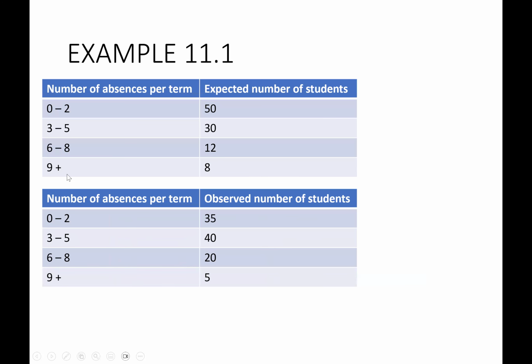Okay, so here's how it turns out. We have 0 to 2 days, 50, 3 to 5, 30, 6 to 8, 12, 9 plus is 8. This is what we expect from whatever, the instructor's history, what they feel. This is what they would expect. And here's the actual observed values. So do the observed values actually fit what they expected? Is there a goodness of fit between this data?